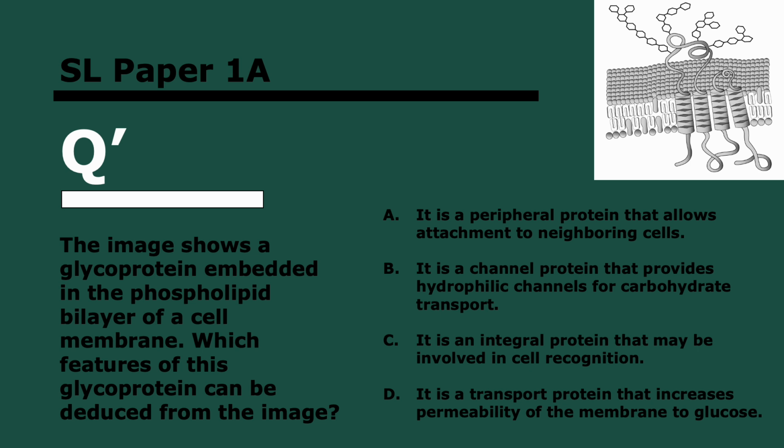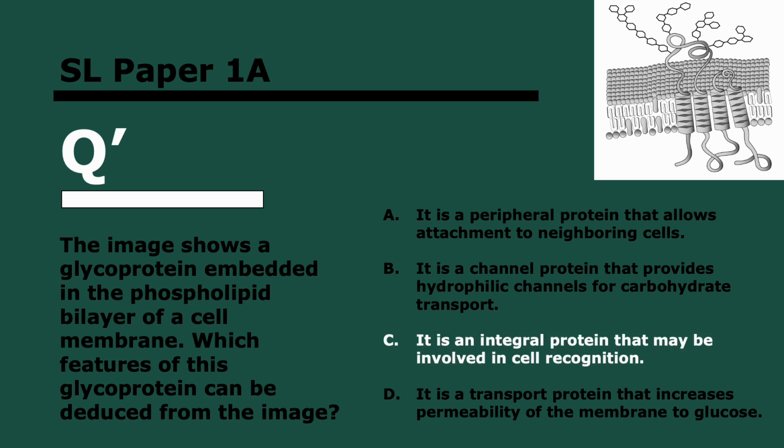Right. Next question. The image shows a glycoprotein embedded in the phospholipid bilayer of a cell membrane. Which features of this glycoprotein can be deduced from the image? Careful, okay? Only things that can be deduced from the image. I know a lot of you have a vivid imagination, but don't use it here. Okay, 3, 2, and 1.